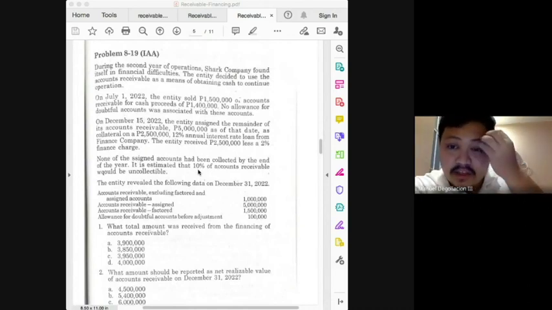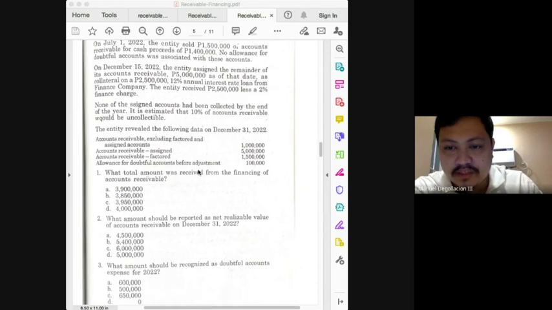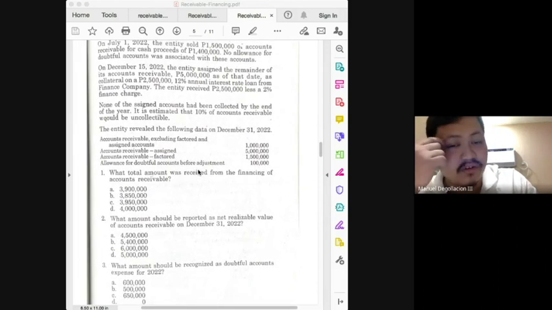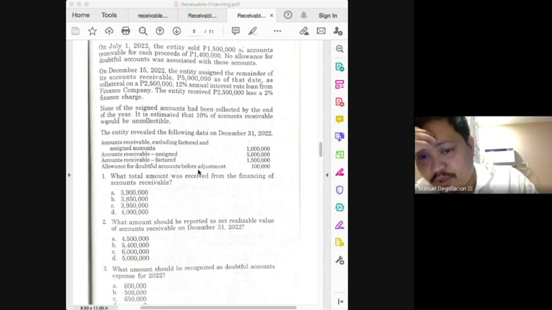Problem 8-19, first question is what amount was received from the financing? Second question is what should be reported as net realizable value? That's gross minus allowances. Number three, what amount should be recognized as doubtful accounts expense? Okay.